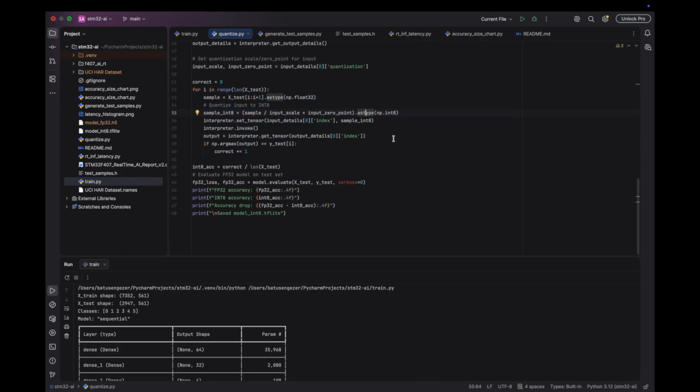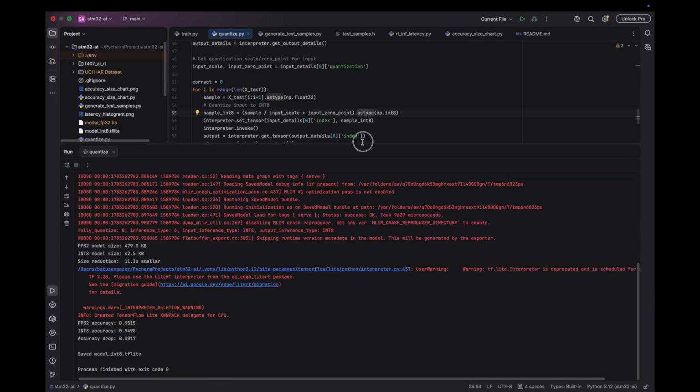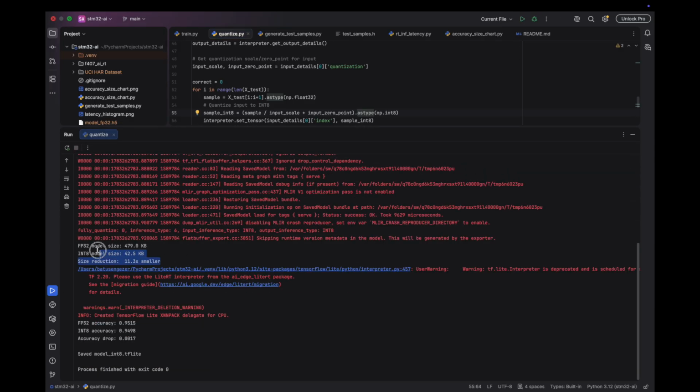The model shrank from 479 kilobytes down to 42.5 kilobytes. This is about 11 times smaller, and the accuracy only dropped by 0.17%, from 95.15 to 94.98. That quantized 42 kilobyte file is now going onto the chip.